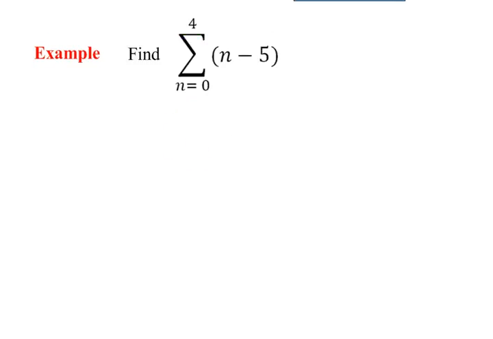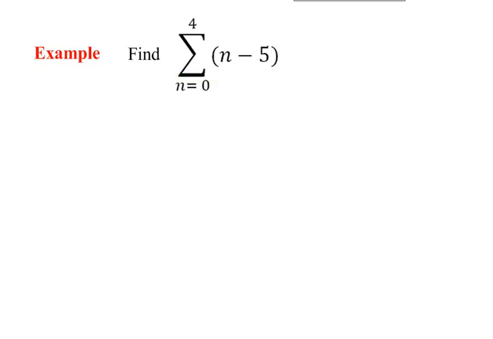So this is our last example. It looks very similar to the setup of the previous two using sigma, giving us the formula n minus 5. But notice where this one starts. It doesn't start at n equals 1. It starts at n equals 0. The process doesn't change. We're still just going to plug in the different values for n.